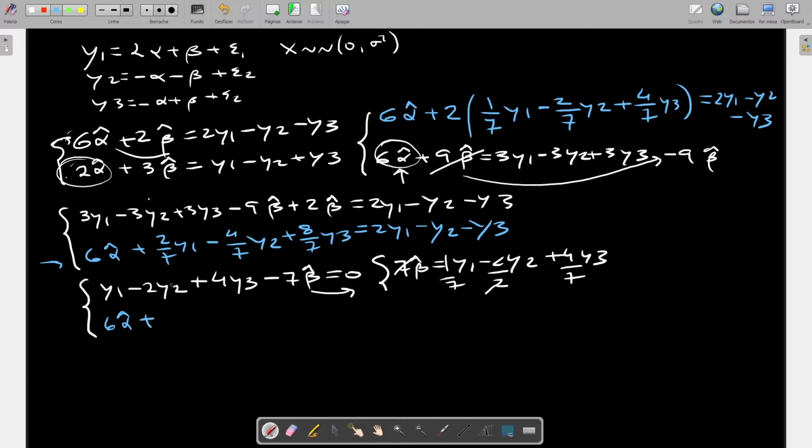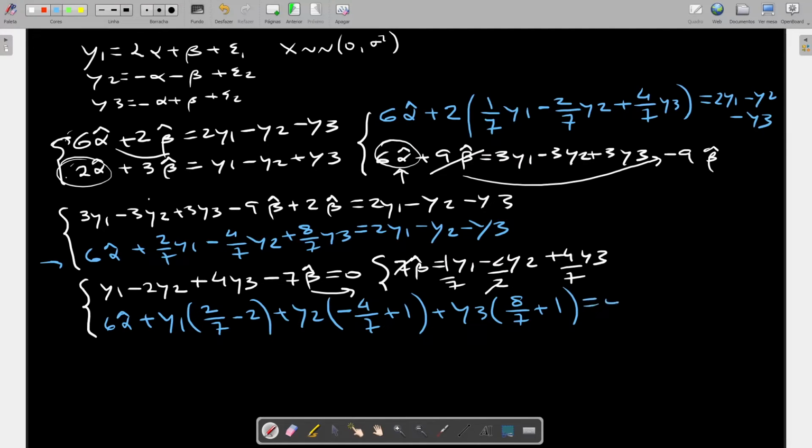So plus, and what we do here is y1, and then get all the elements that you get related to y1 inside. The first one is 2/7. Let's see if we have more. Yes, we have 2, but 2 goes to this side, so it's minus 2. The second element, y2, what do we have here? We have minus 4 divided by 7. And from this side, we have minus 1, goes to this side, plus 1. And the third one, y3, we have 8/7. And from this side, we have minus 1, so goes to this side, plus 1. All this equals 0.